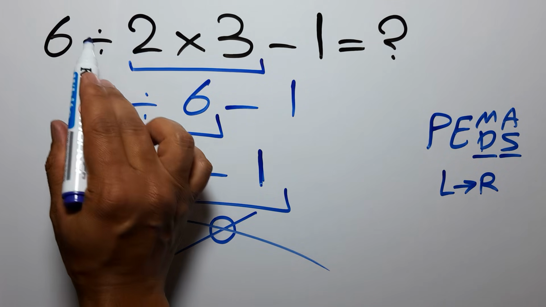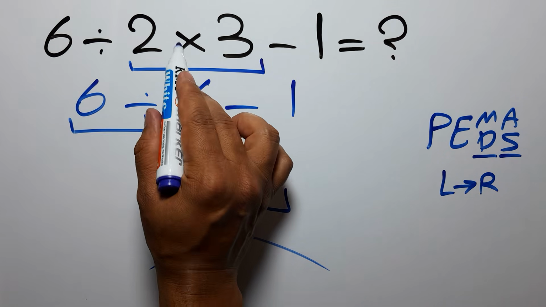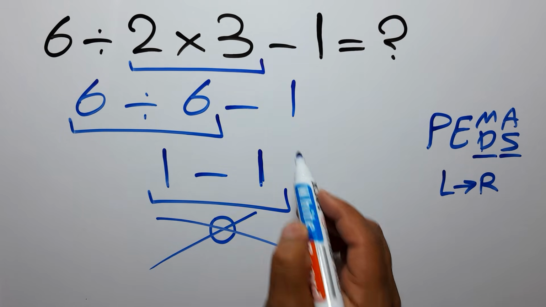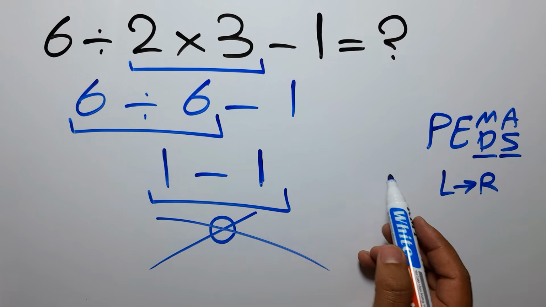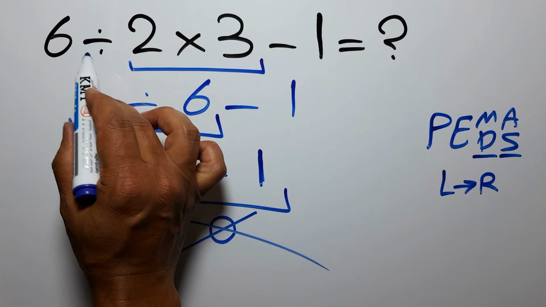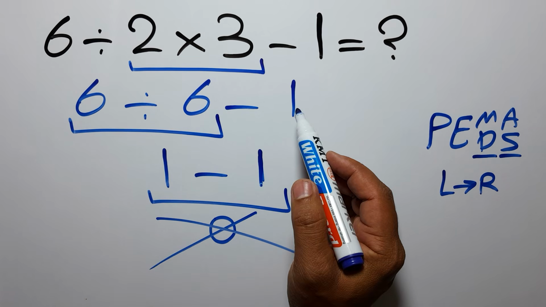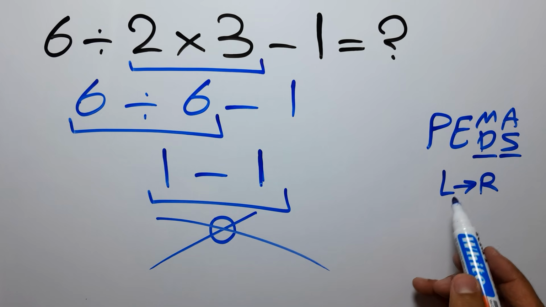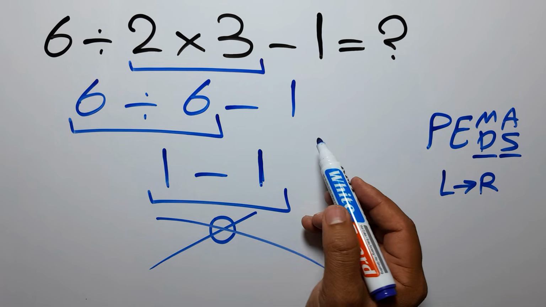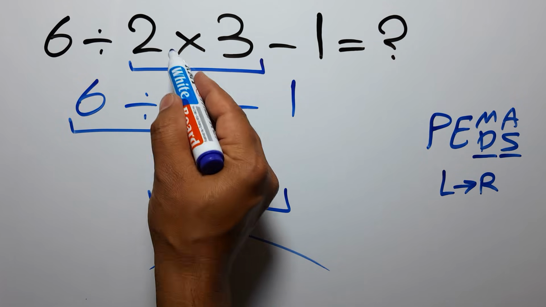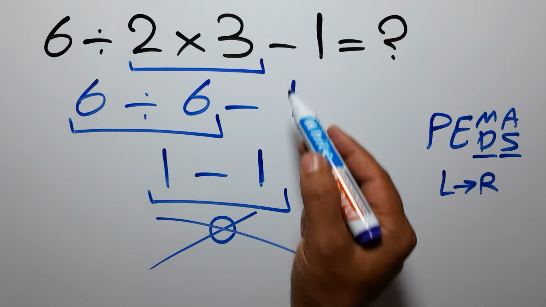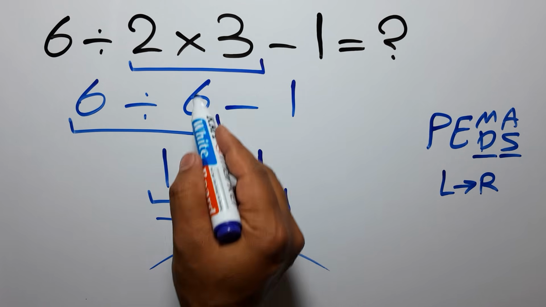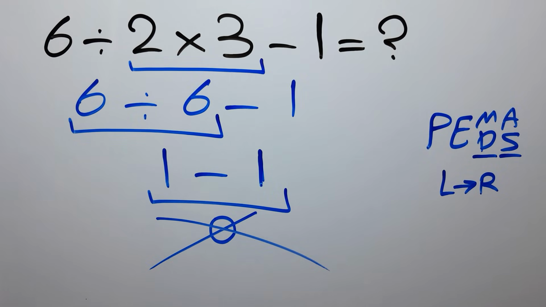In this expression we have 1 division, 1 multiplication, and 1 subtraction. According to PEMDAS, multiplication and division have higher priority than subtraction. And as I said, multiplication and division have equal priority and we have to work from left to right. So therefore, first we have to do this division, then this multiplication, and finally this subtraction. If we do this multiplication before this division, it is wrong.